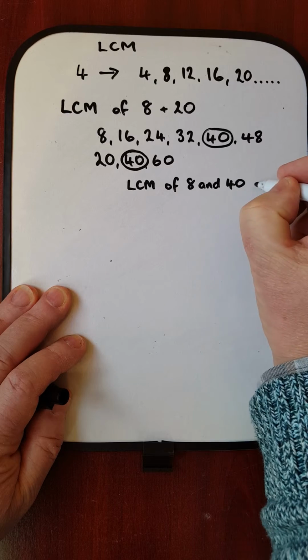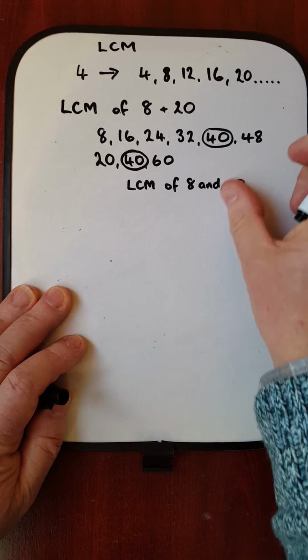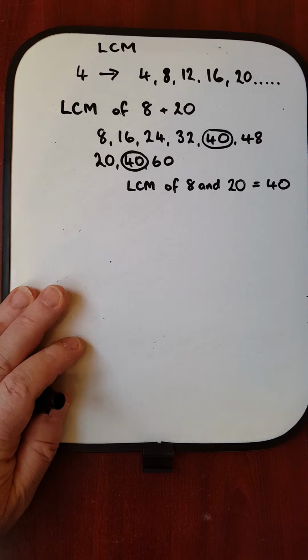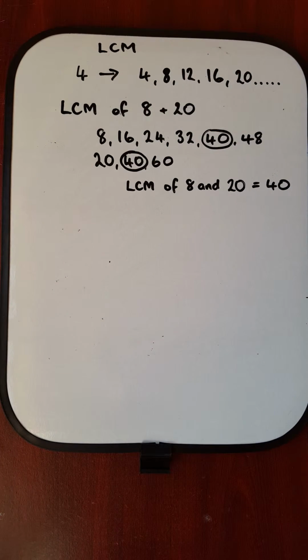And what that means, excuse me, is that if you start to go up your 8 times table and you start to go up your 20 times table, the first time that you'll say the same number is when you get to 40. There will be other times further along, but that's not relevant because they're not the lowest.